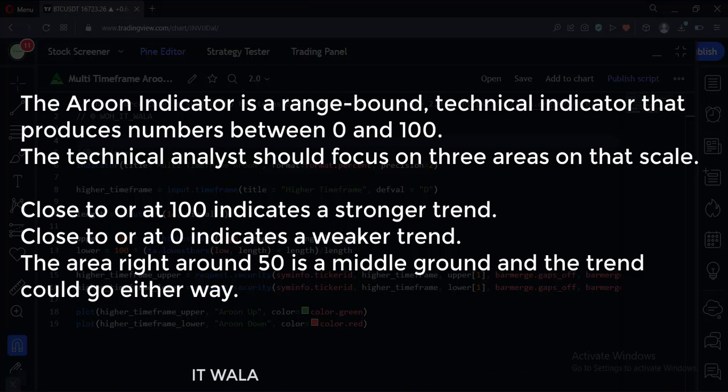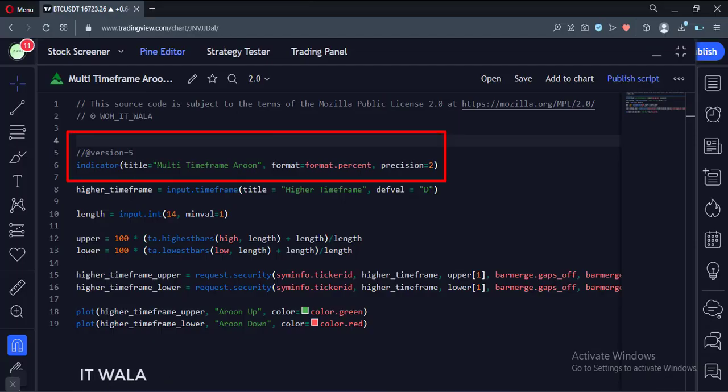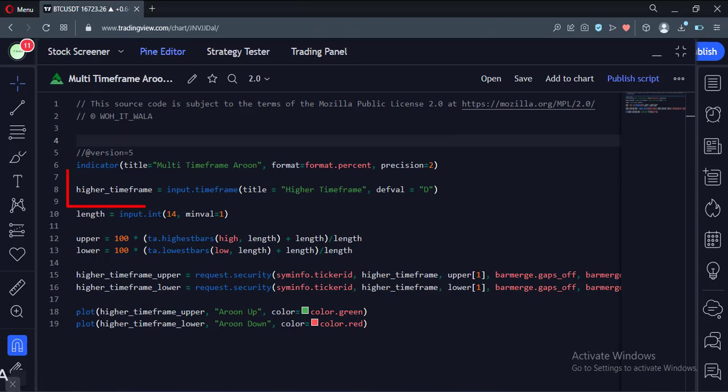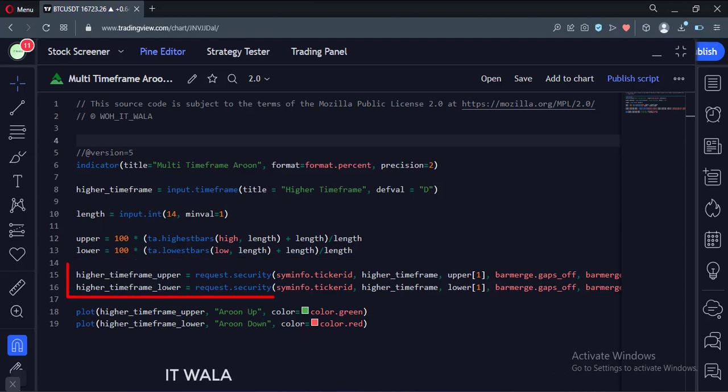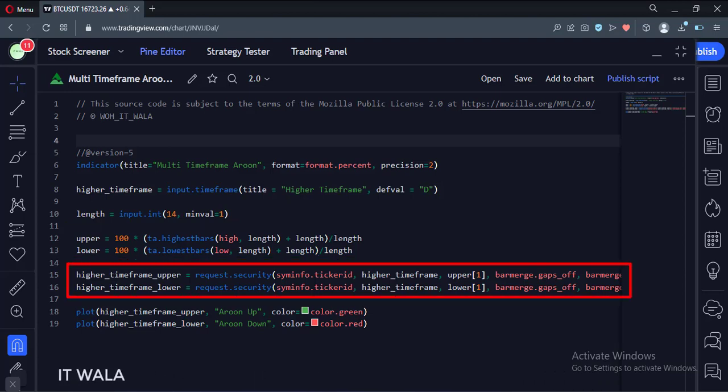Let's see the code. This is an indicator function with name, multi-timeframe Aroon. First, we take the user input for the higher timeframe. The default value is set to the daily timeframe. Then we take the user input for the length of the indicator. Then we find the upper and lower lines of the Aroon indicator. Then we find the higher timeframe upper and lower lines of the indicator.